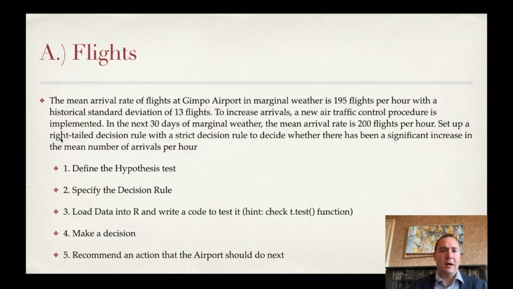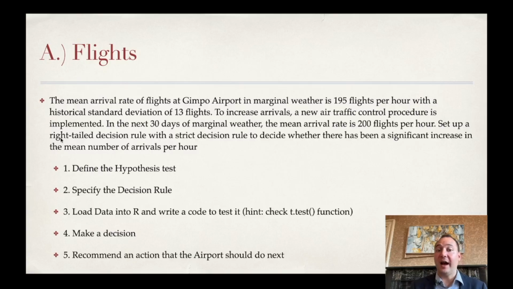Okay, with a strict decision rule, what does a strict decision rule mean? Well, I'm not sure exactly based on this problem. 5% is not very strict. It's pretty standard. So maybe a strict decision rule might be 1% or 0.1% set of alpha. Let's switch to R.